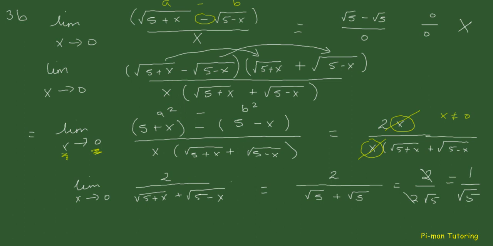Now, when I was at school, 1 over root 5 was a perfectly good answer, but these days teachers don't like you to have radicals in the denominator. So 1 divided by root 5, we multiply top and bottom by root 5. So we end up with root 5 on the top. And on the bottom, root 5 times root 5 is just 5. So that's the limit of that function as x tends to 0. Once again, the function does not exist at x equals 0, but the limit does.